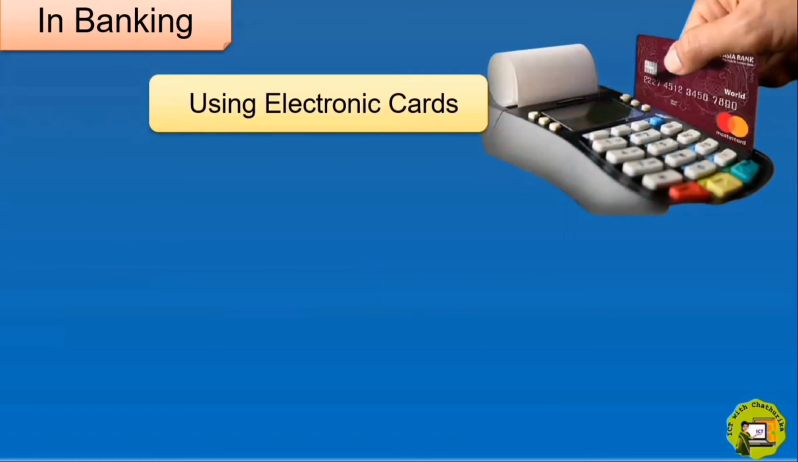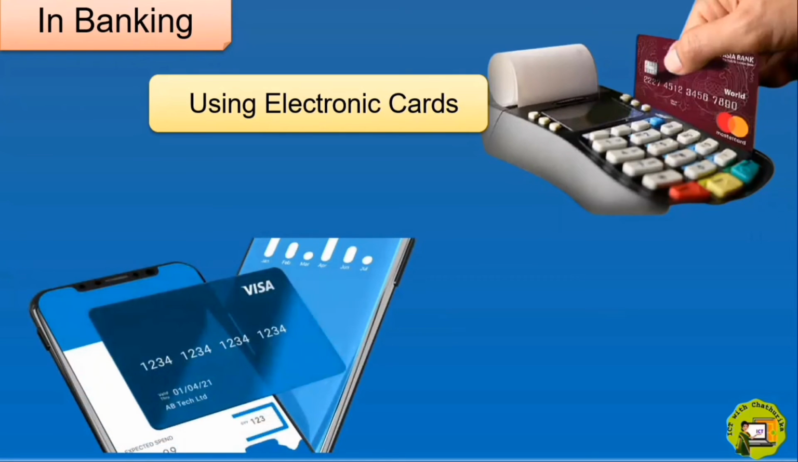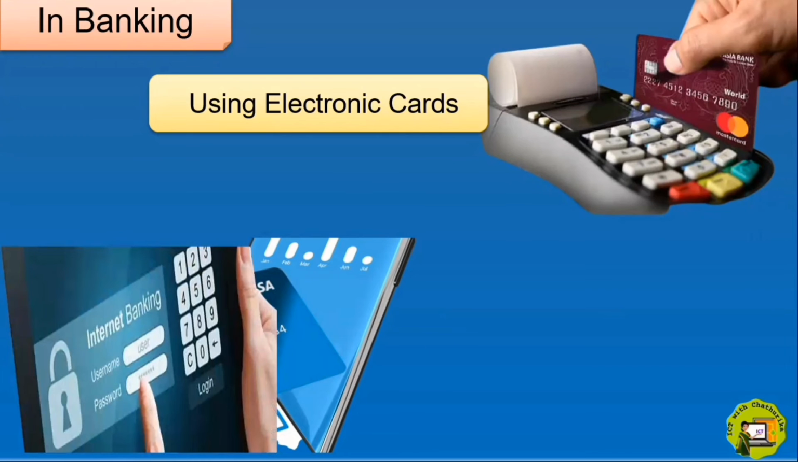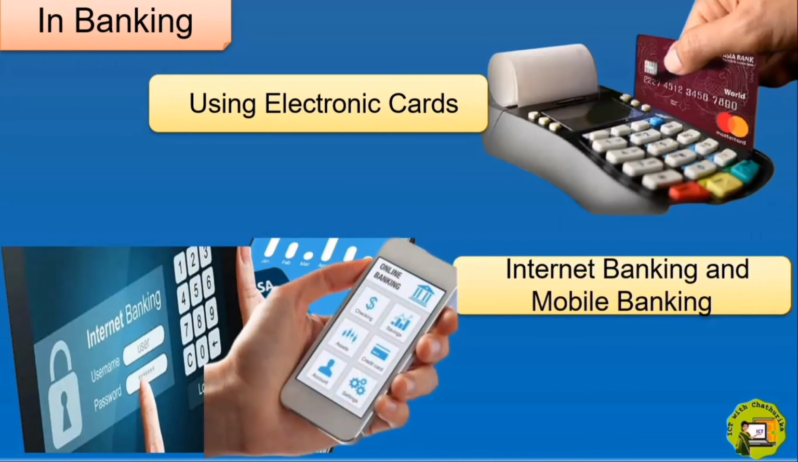Electronic cards. We can use electronic cards such as Sampath Web Card, Commercial Bank to pay bills when purchasing goods. Also, in the banking system, internet banking and mobile banking are the latest trends. We can check our account balance, updates using this online banking facility.